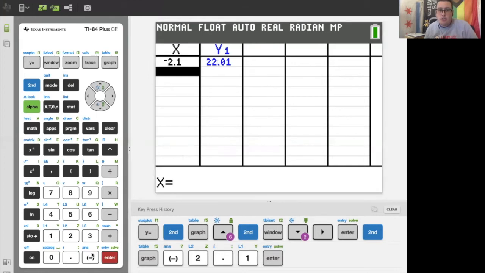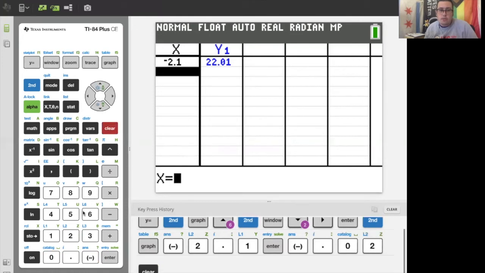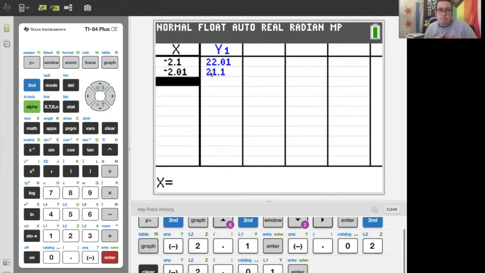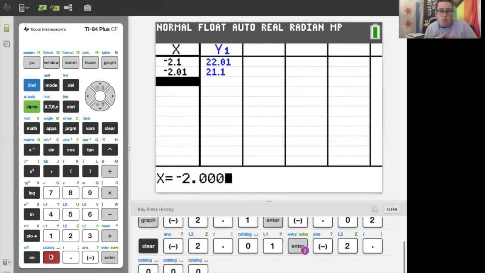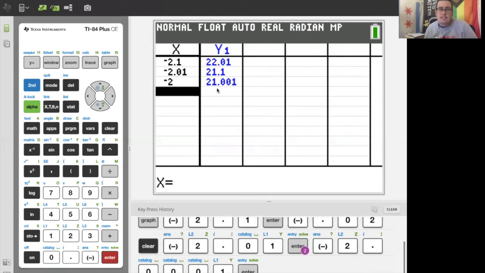If I get even closer, if I do like -2.01, we would get a value that looks like that. If I get even closer, like -2.0001, that looks like that's getting 21.001. So these are all values that are less than -2. And it just rounded the decimals away, even though I typed in that 0.00001. I also want to make sure I have some values that are greater than it as well.